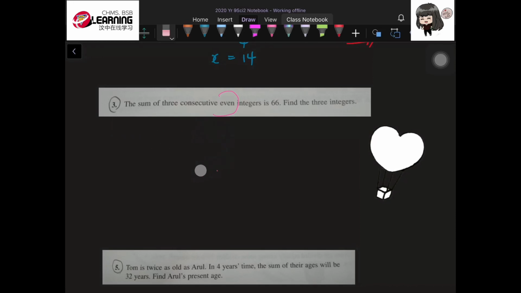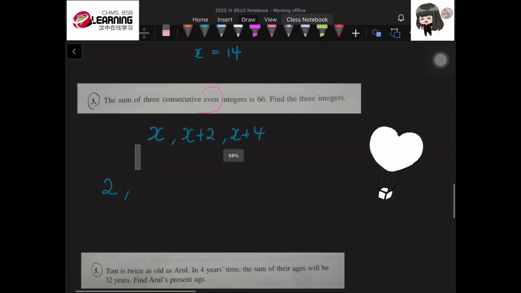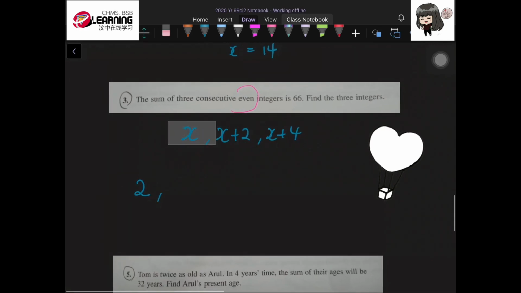So the first term we don't know. We make it an unknown, which is represented by X. So the next number will be X plus 2, and the next number will be X plus 4. Like I said just now, if we start off with 2, the next consecutive even number will be 4, and the next number will be 6, consecutive even integers.